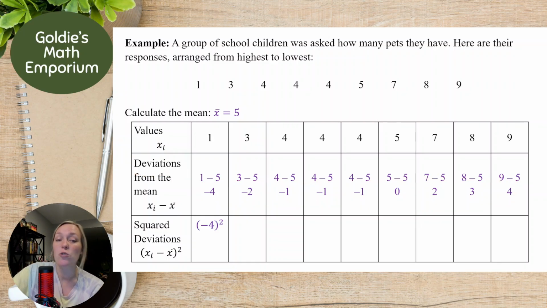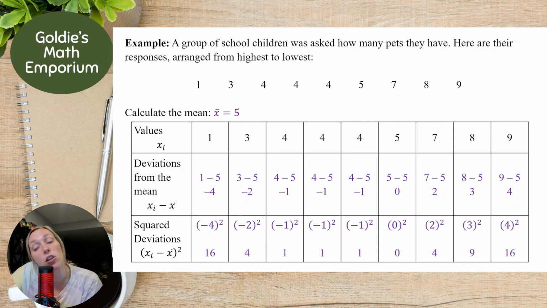So I'm actually going to square all of these deviations. Because if I take -4 and I square it, I get 16. If I take -2 and I square it, I get 4. And if I do that for all of those deviations, all of them, even the positives, even 0, it happens to all of them. I now get a bunch of squared deviations.